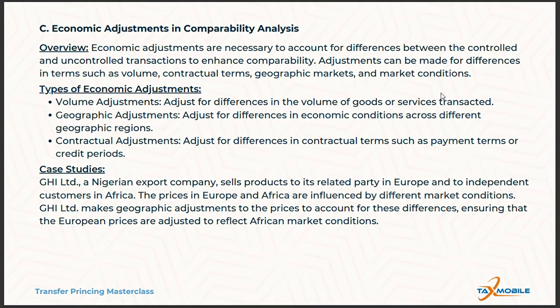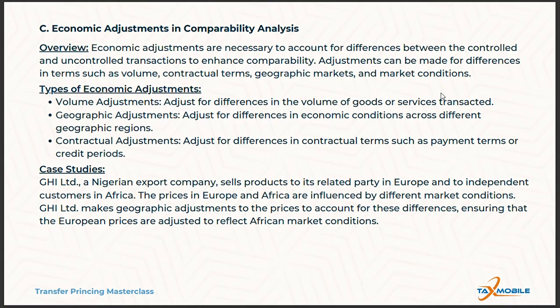So for example, consider GHI Limited, a Nigerian export company that sells product to its related party in Europe and to independent customers in Africa. The prices in Europe and Africa are influenced by different market conditions. So GHI Limited makes a geographic adjustment to the prices to account for these differences, ensuring that the European prices are adjusted to reflect African market conditions. So it is very, very important.